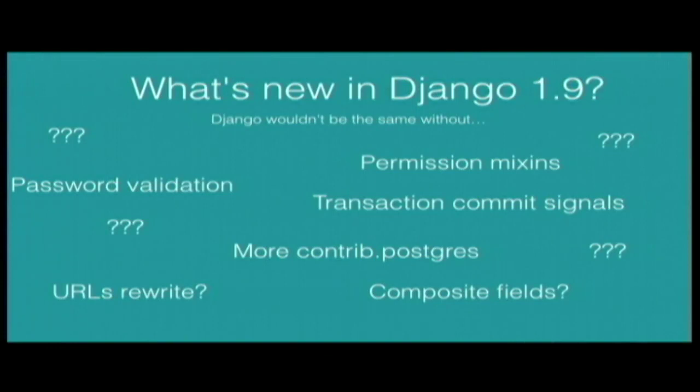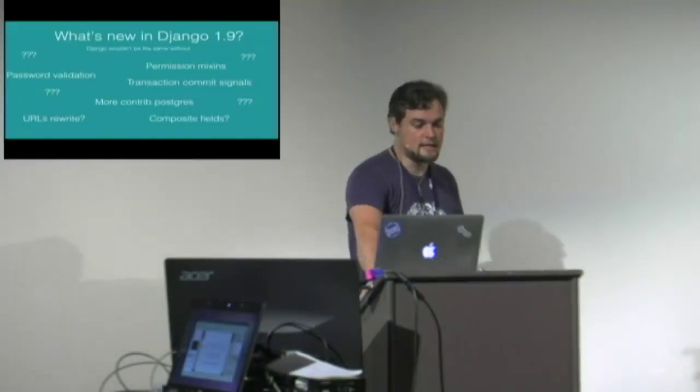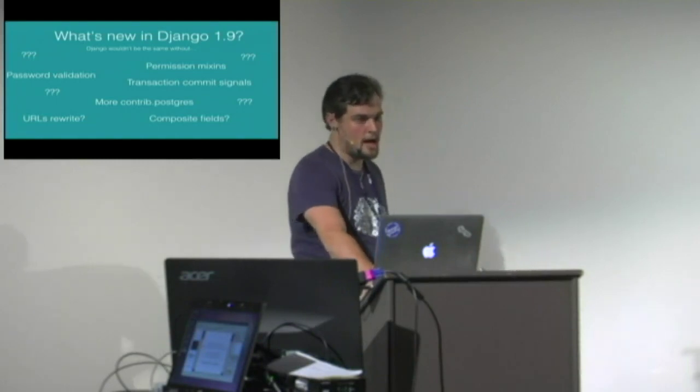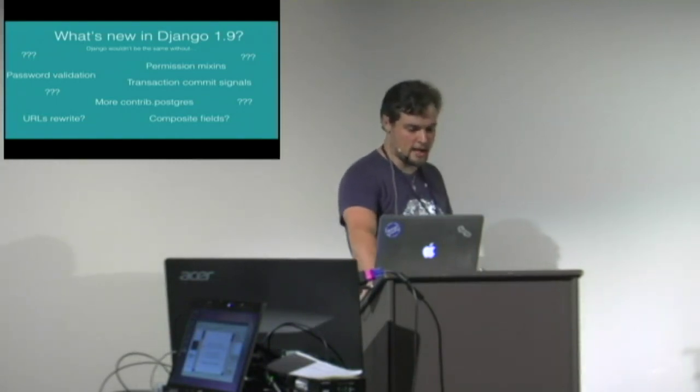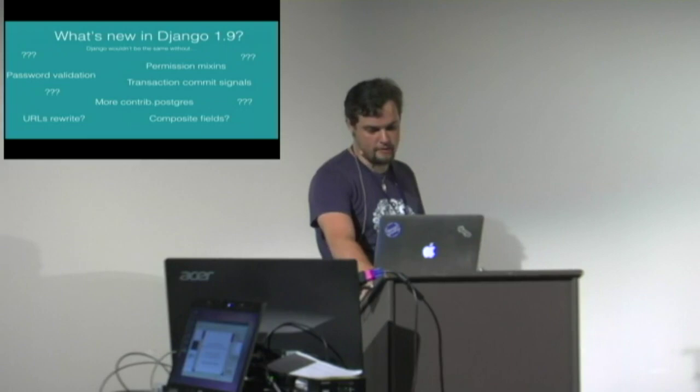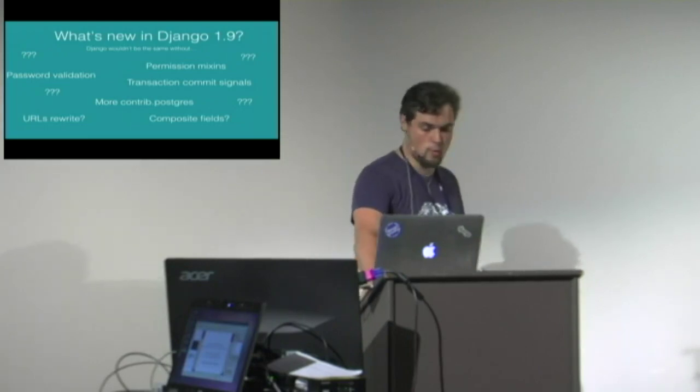Stuff that's already landed, we now have a password validation framework, so you can specify that your password is not allowed to be your username, and other useful things like that. We have permissions mix-ins, which has been around for a while in Django braces, and we've merged the implementations from Django braces into contrib.auth for class-based views. There's a signal that's fired when a transaction commits. Contrib.postgres has gained a JSON field, and if I do my work properly tomorrow, we'll have a full-text search implementation as well.